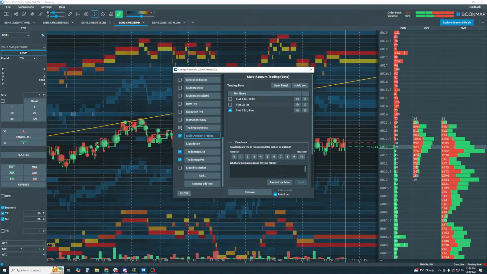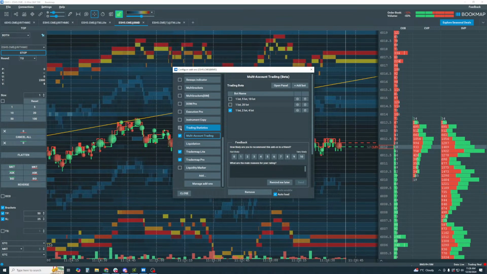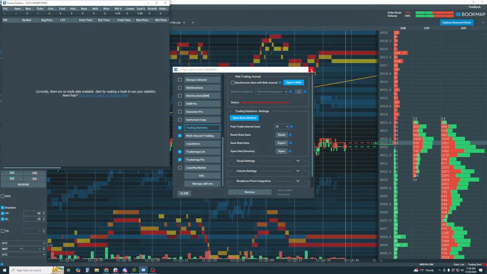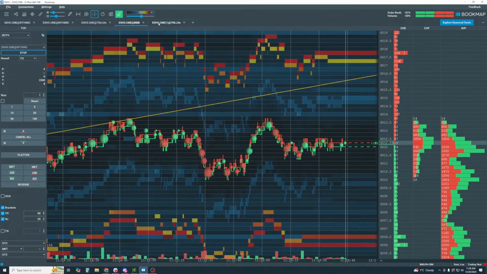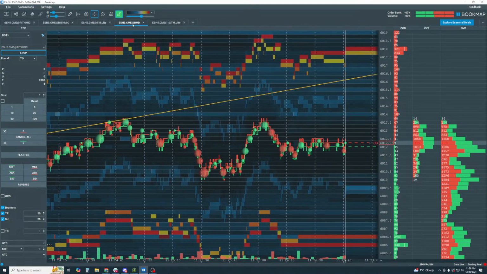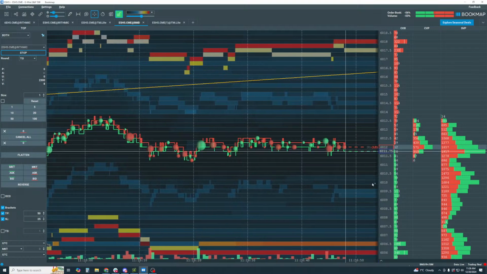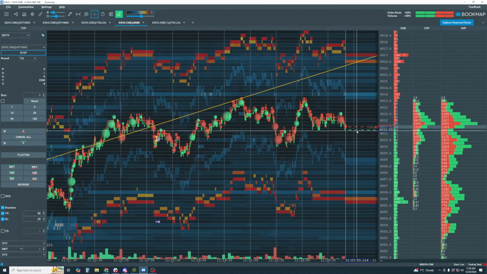Oh, I don't have it check marked here. That's why. Okay, my bad. I had it for the Bookmap Lite, but not regular Bookmap. That was the problem. Okay, so let's do it again.